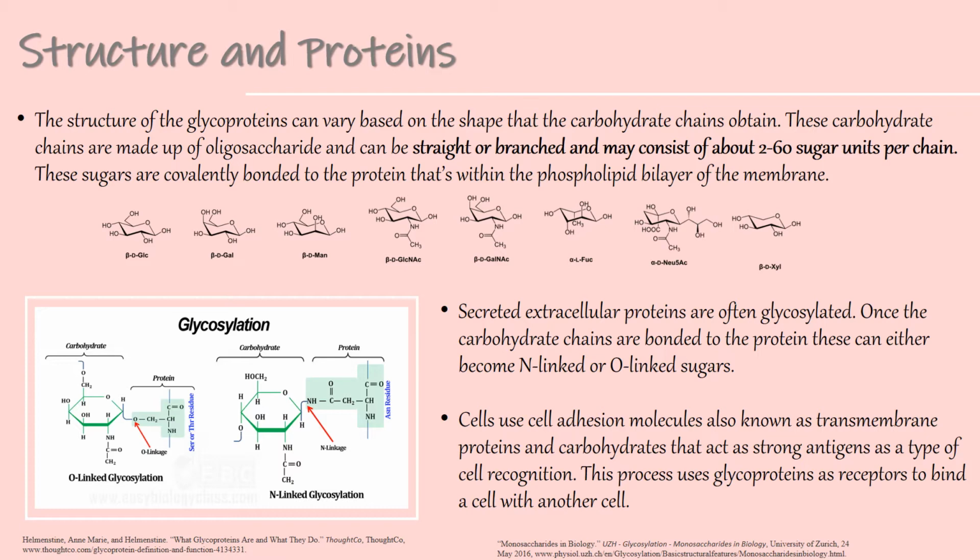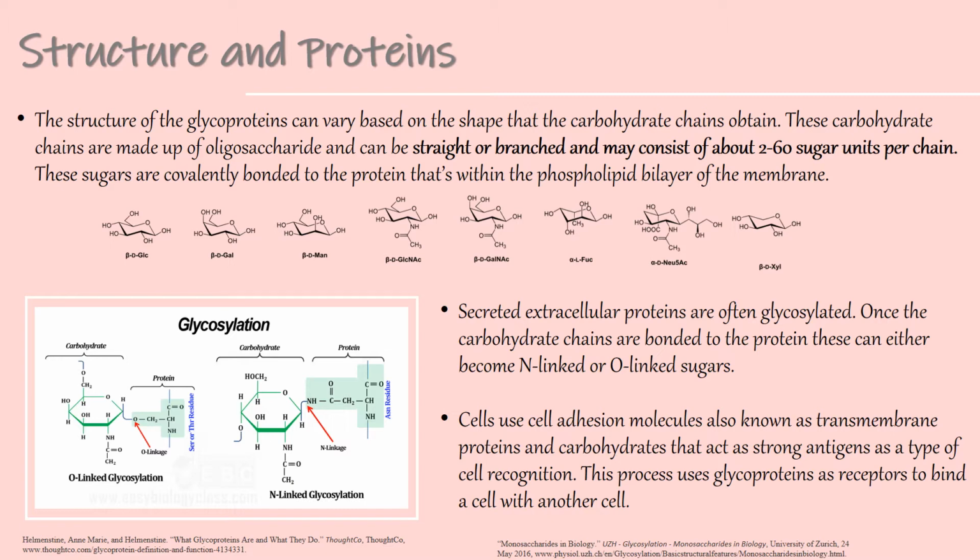Also, once the proteins are secreted and glycosylated, they will form N-linked or O-linked sugars, which you can see on the image to the left. And what differentiates them is that the O-linked sugars are linked to an oxygen, and the N-linked are sugars linked to a nitrogen.